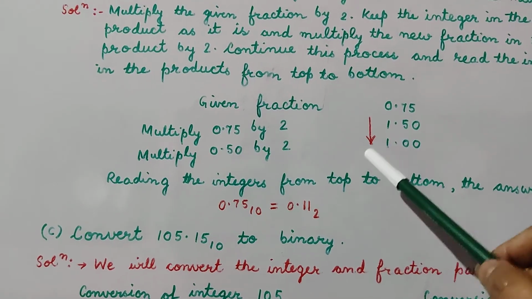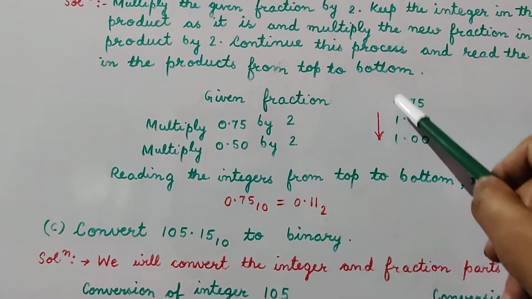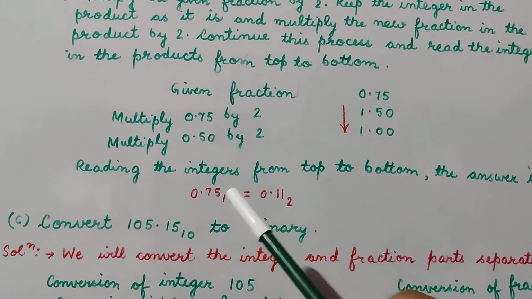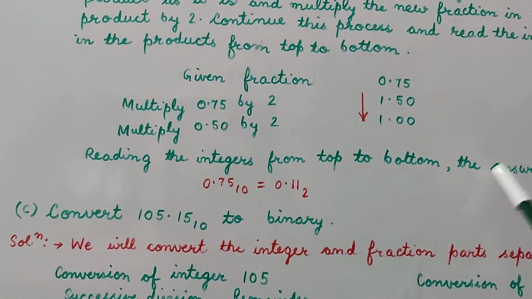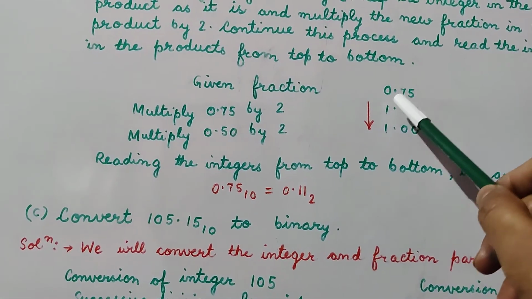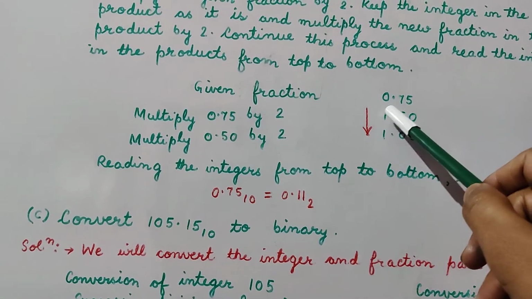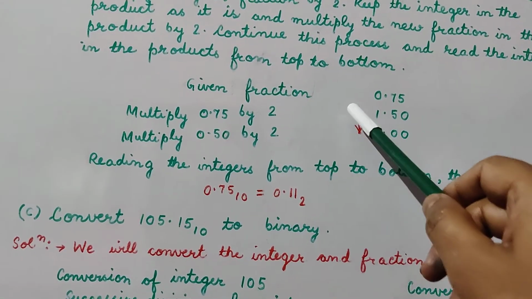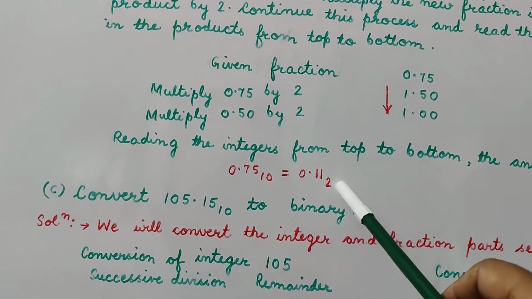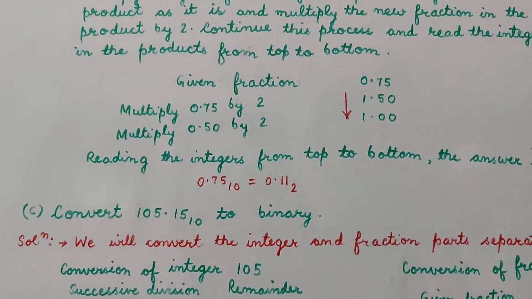And for getting the answer, we will read the integer part from top to bottom. So if we read the integers from top to bottom, we get the answer as 0.75 decimal will be equal to 0.11. We will read in this direction. So this is 1, this is 1. So the answer will be 0.11, which is in binary. So in this way, we can convert a given decimal fraction to binary.